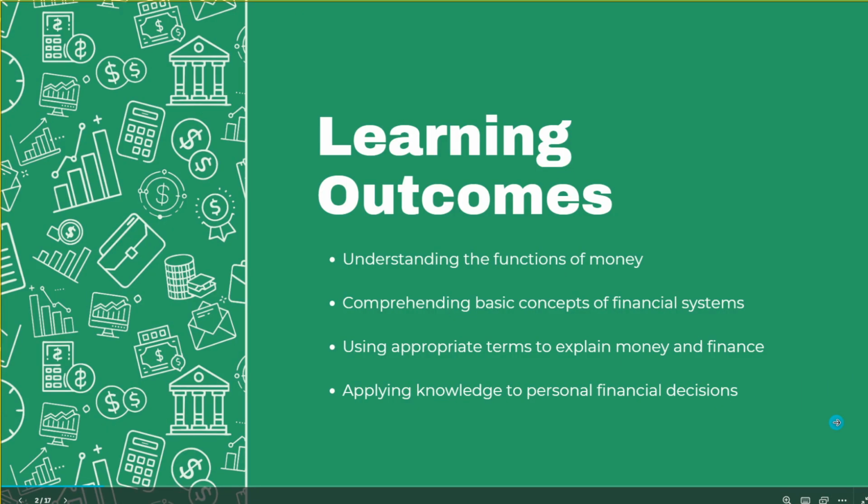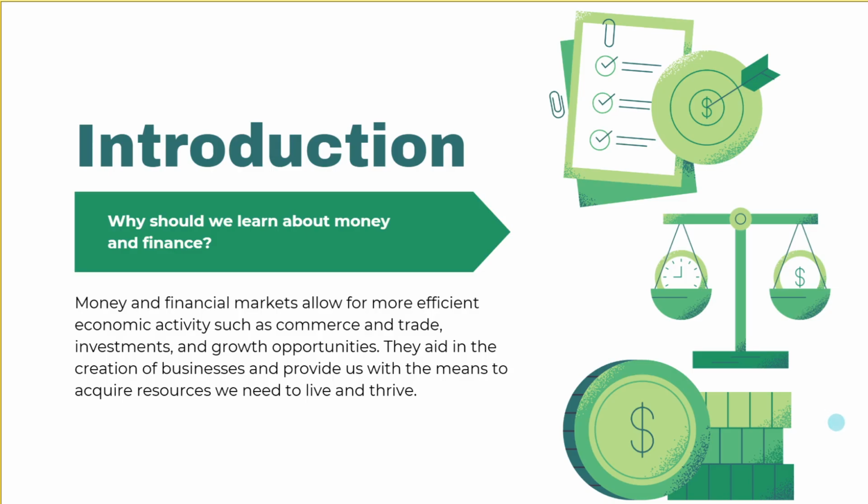So, first, our learning outcomes are that we want to understand the basic functions of money. We want to learn about the basic concepts of financial systems. We want to learn the terms to explain money and finance, and we want to use that knowledge to make our own personal financial decisions.